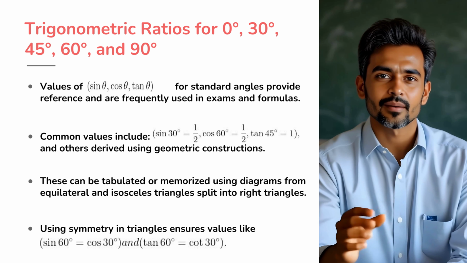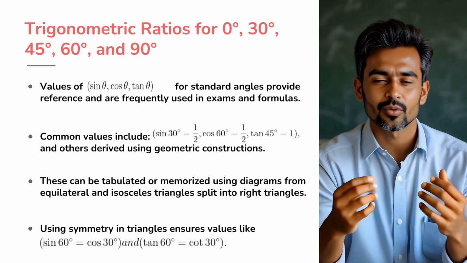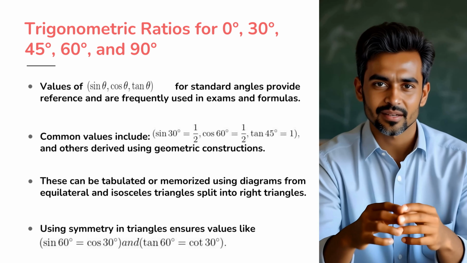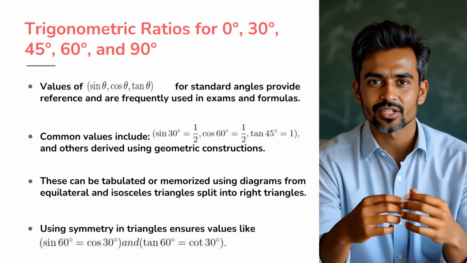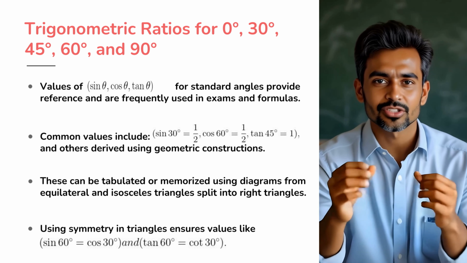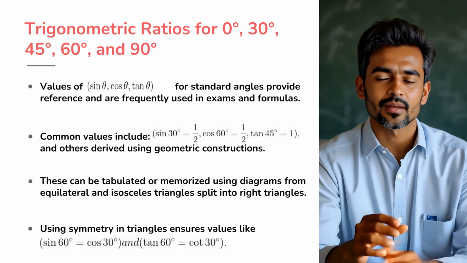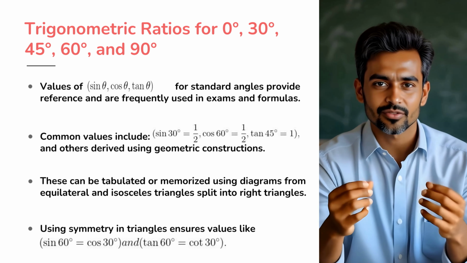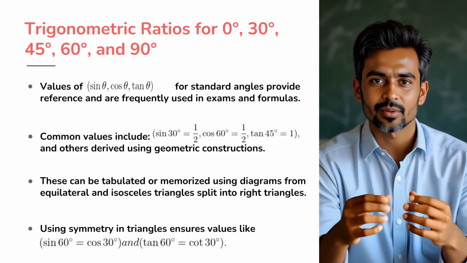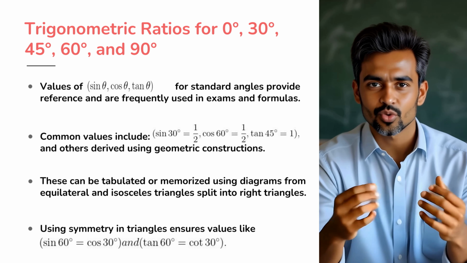Excellent, beta. Now let's talk about some special angles that pop up everywhere: 0 degrees, 30 degrees, 45 degrees, 60 degrees, and 90 degrees. Knowing the sine, cosine, and tangent for these angles saves you loads of time in exams and calculations. For example, sine of 30 degrees is 1/2, meaning the opposite side is half the length of the hypotenuse. Similarly, cosine 60 degrees is also 1/2, which is no coincidence.